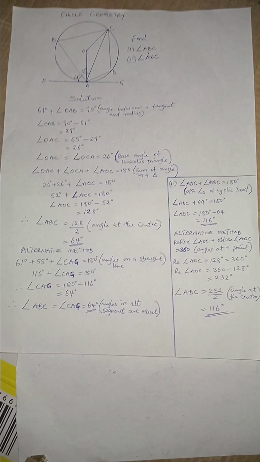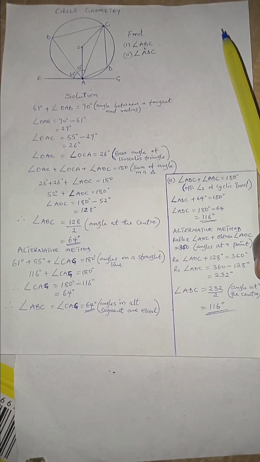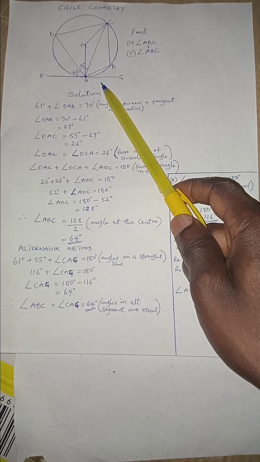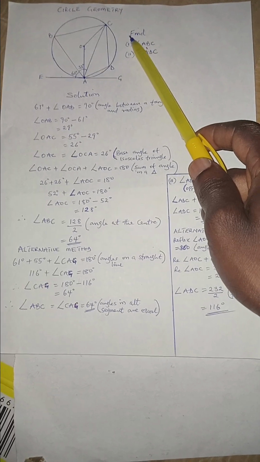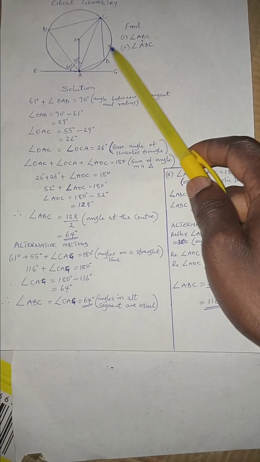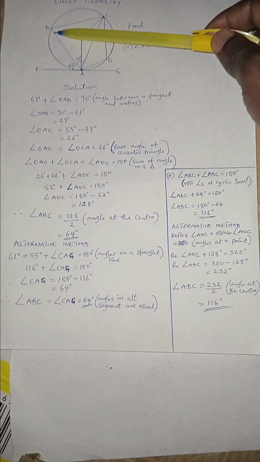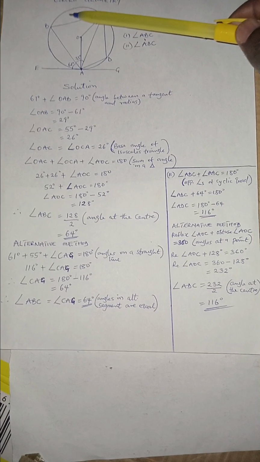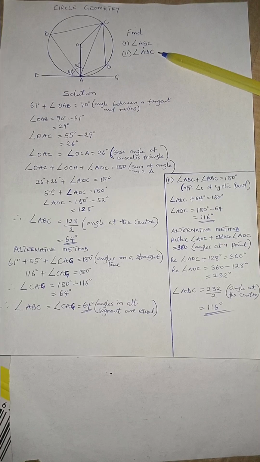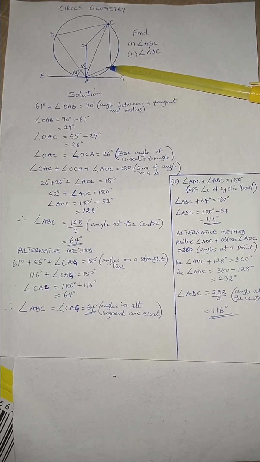Okay, let's look at this question on circle geometry. We are given this diagram, and we are asked to find angle ABC. From the diagram, that is this angle. The second question asks us to find angle ADC. In the diagram, ADC is this angle.